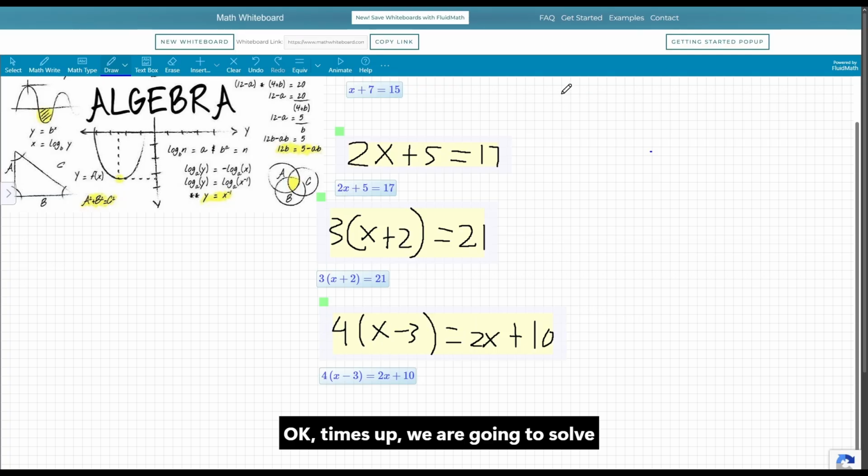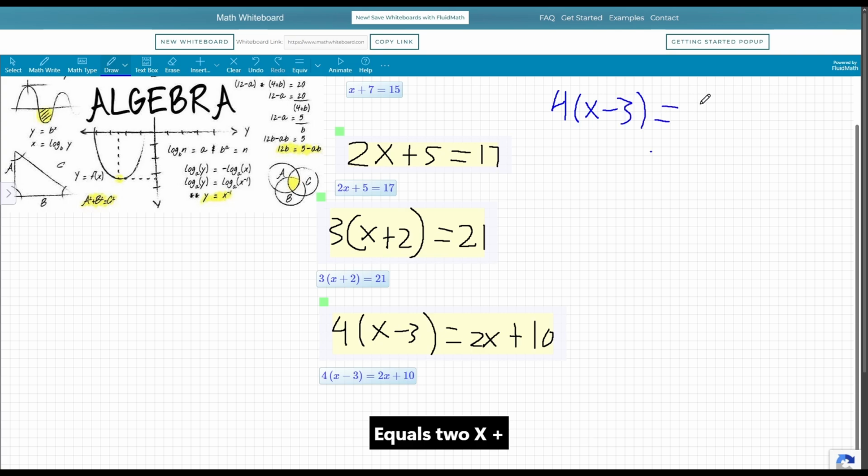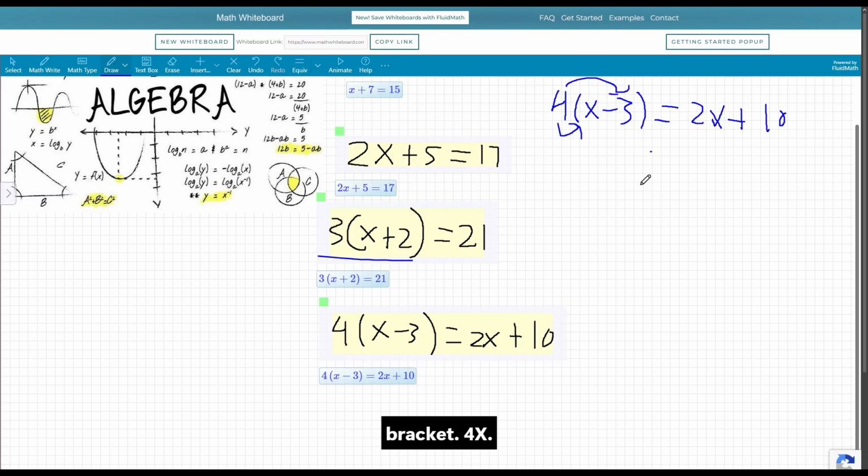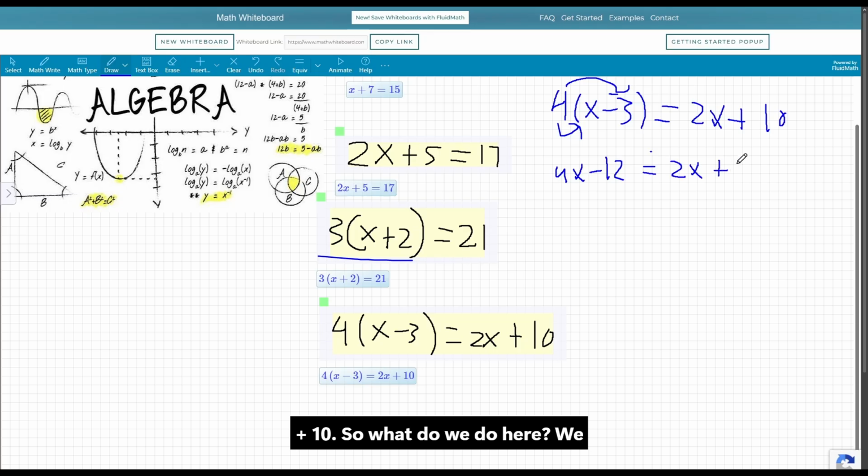We are going to solve this together. So 4 bracket x minus 3 equals 2x plus 10. This looks pretty familiar, doesn't it? It's the same as this. Distributive property. We must distribute this 4 into everything inside of this bracket. 4x minus 12, because 4 times negative 3 is negative 12. So this equals 2x plus 10.